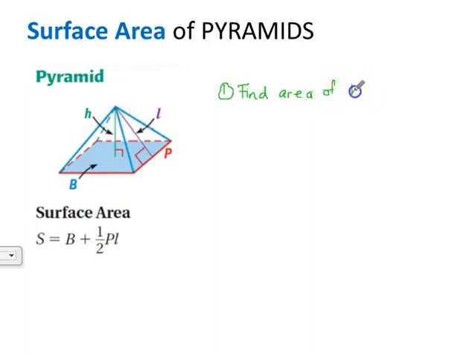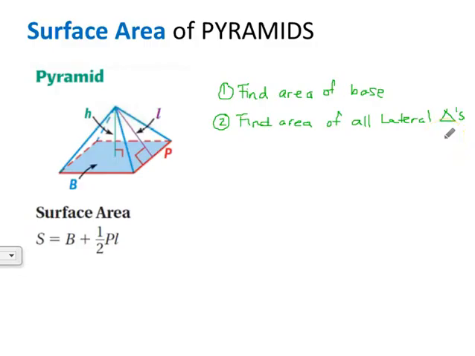And then we're going to add to that, we're going to find the area of all the lateral triangles and add those all together. So that's how we find the surface area of pyramids.